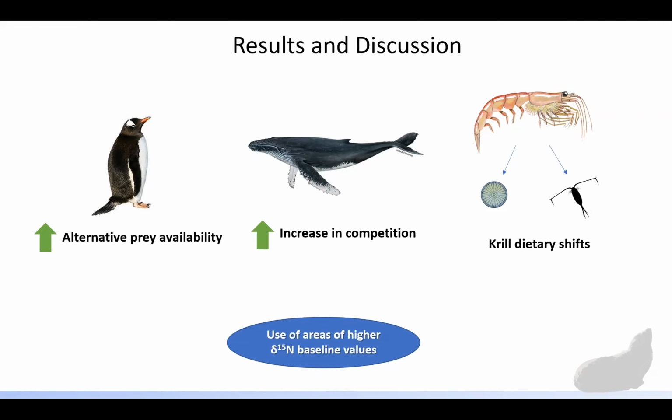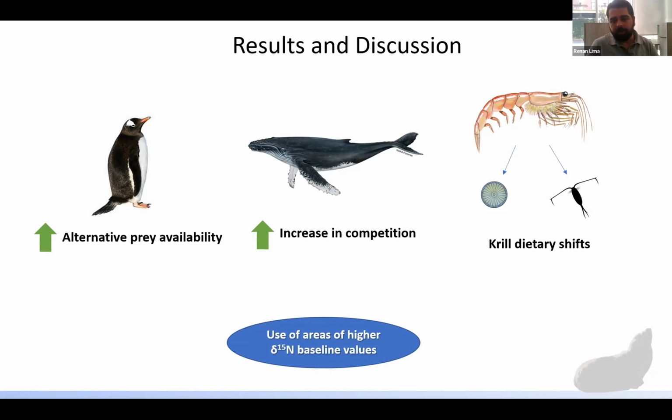Not only are some penguin species very abundant right now, such as gentoo penguins, but also some baleen whales are recovering from the hunt. And they are also krill predators. And also in the context of shifts in primary producer communities, krill might have been forced to switch from diatoms to small zooplankton such as copepods, which would increase their trophic level, and that consequently would lead to higher nitrogen values in Antarctic fur seals.